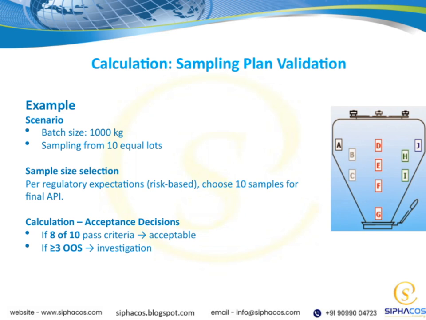When it comes to making acceptance decisions, the rule is straightforward. If 8 out of the 10 samples meet the criteria, we can consider the batch acceptable.